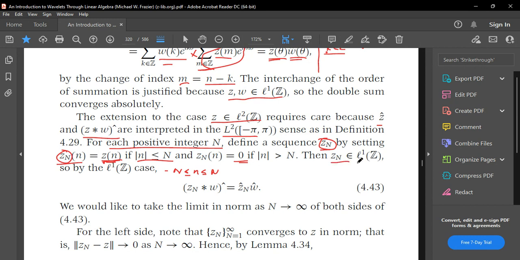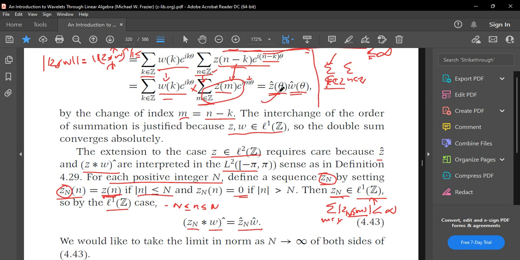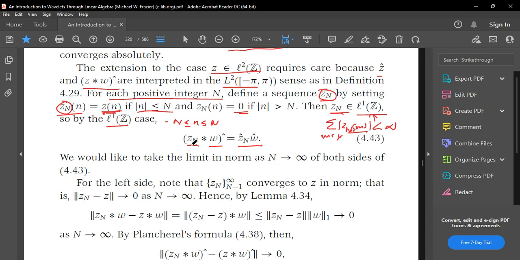Then z_N belongs to L1 of Z because it is summable. The sum of mod z_N of m over m belongs to Z is finite, because for each N it has only a finite number of terms, so this is less than infinity and z_N belongs to L1 of Z for each N. So in this way we have proved the result for L1 of Z. So we have z_N star w is equal to z_N cap w cap, because here we have proved it for L1. So for each N this is true, and we will take the limit in this norm as N tends to infinity on both sides, and we will prove our result.